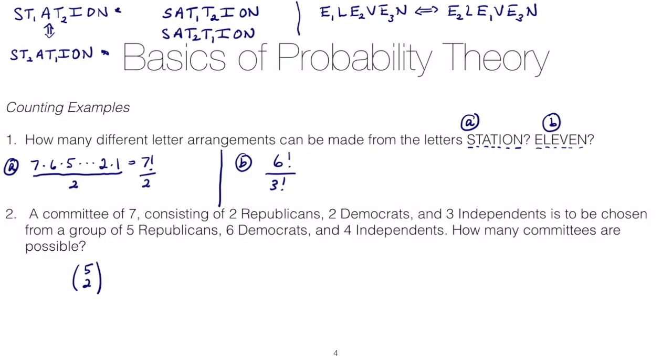Now, the other subcommittee here is choosing 2 Democrats from 6 Democrats. So we would have 6 choose 2. And then the last one is we have 4 independents, and we want to choose 3 for our committee. And what we do here is just multiply these together, because the basic principle of counting, which you can recall from your probability prereq, tells us that multiplication is the right operation. And so here we get 600 different possible committees.